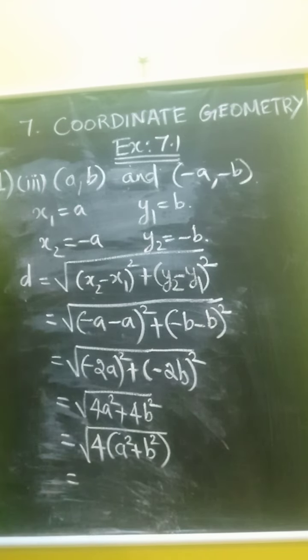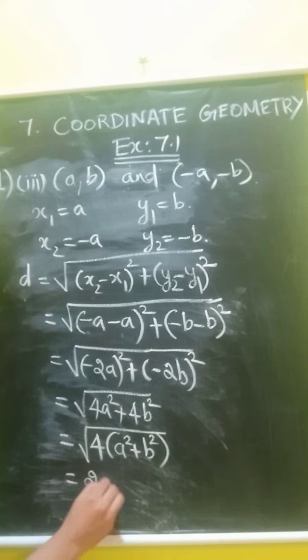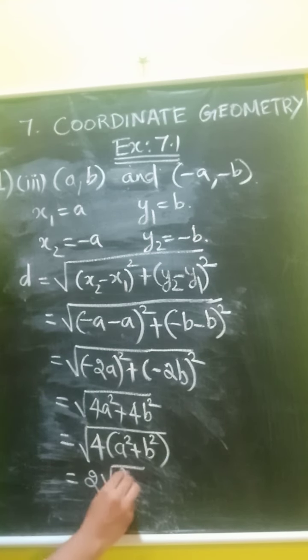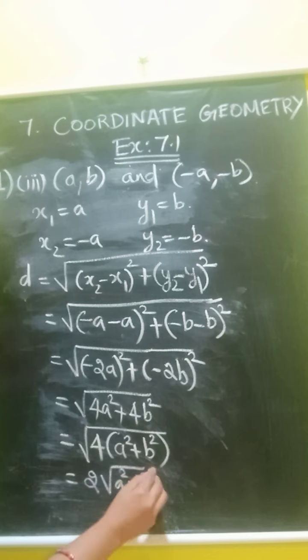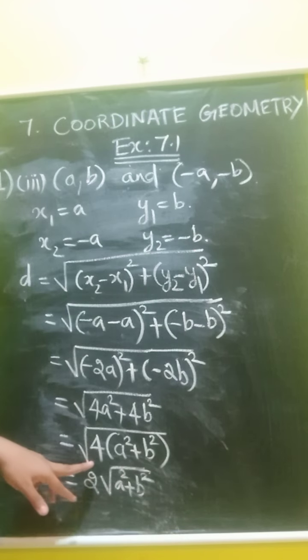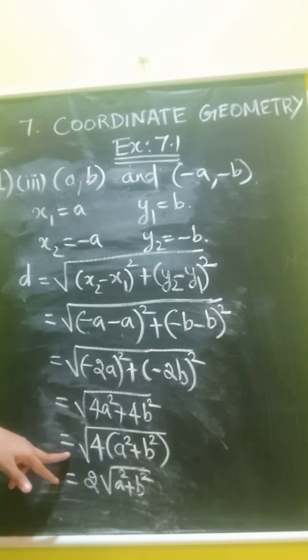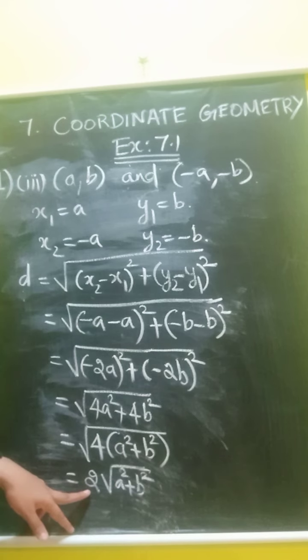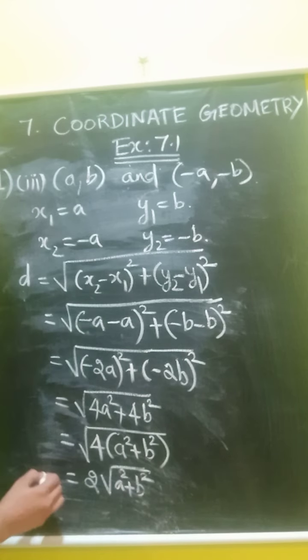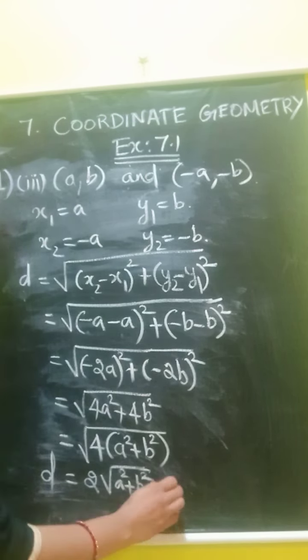4 is a perfect square. So 2 into a square plus b square, because I have taken this 4 outside the square root, so I got 2 into root of a square plus b square units.